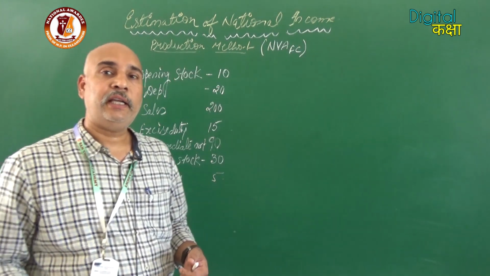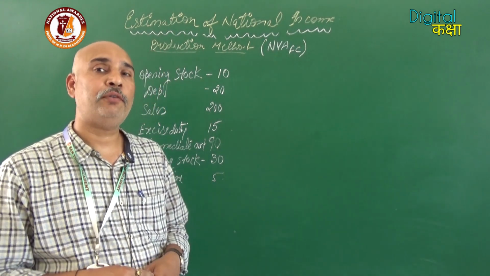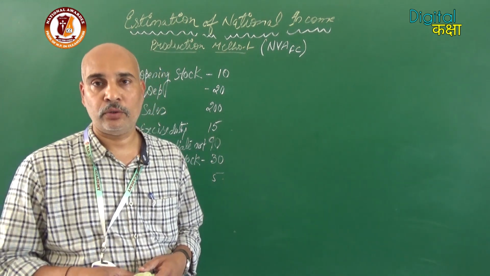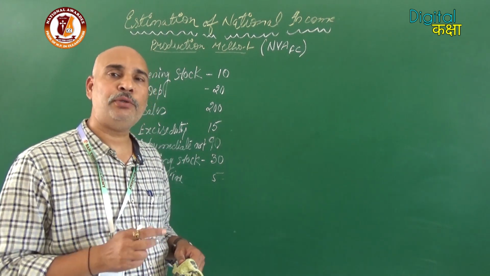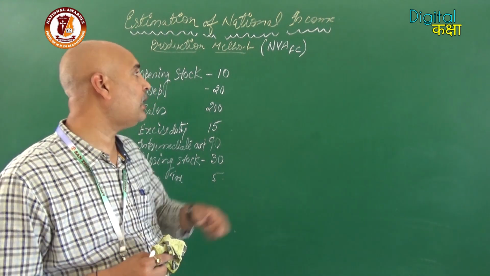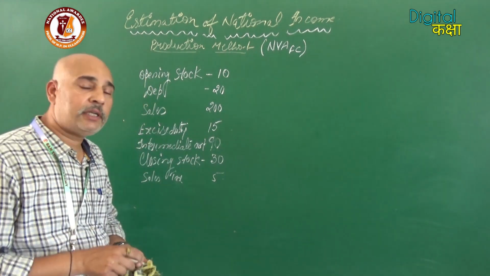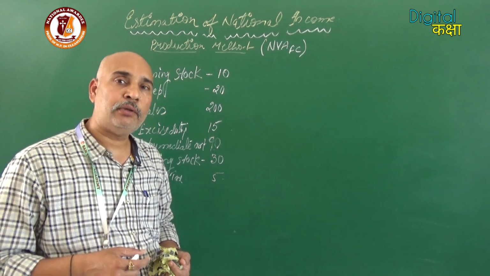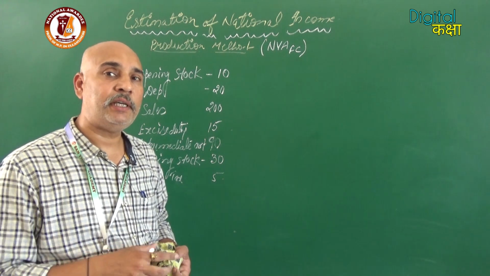Okay, now we are taking another example. In this example, you have to find out net value added at factor cost. The formula will remain the same. We are just going to use the same formula for finding out the net value added at factor cost. What is the first step? We have to find out the gross value added. How can we find out the gross value added? Value of output minus intermediate cost.